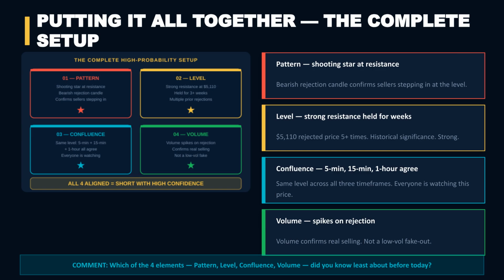Here's a real example from my trading room this week. Downtrend on the SPX. Price approaching a strong resistance level that's held for weeks. Same level shows up on the 5-minute, 15-minute, and hourly charts. Confluence. As price approaches the level, a shooting star candle forms. Reversal pattern. Volume spikes, showing rejection. That's our signal. We short. This is exactly how we trade every single day in my room. Pattern plus level, plus confluence, plus volume, equals setup.